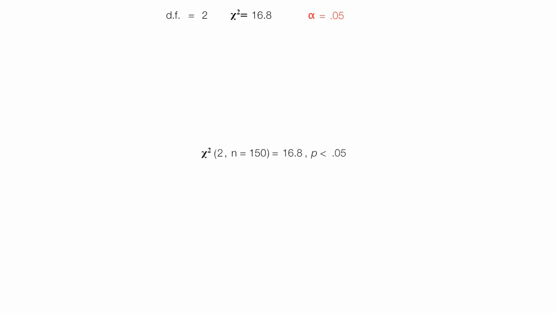In journal articles, you'll see it written as this, which is, again, review. The first value is chi-square. Degrees of freedom is 2. The sample size is 150. This is all equal to the chi-square value of 16.8. And then I have my p-value right there. And there you go.